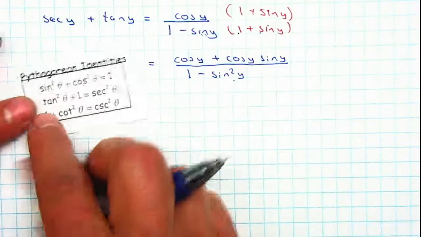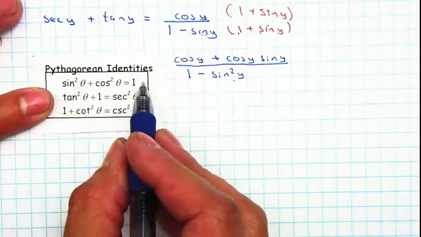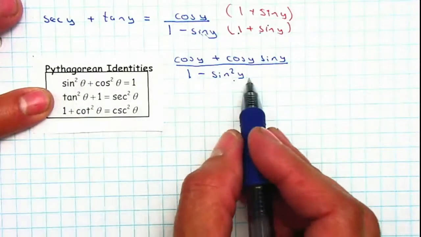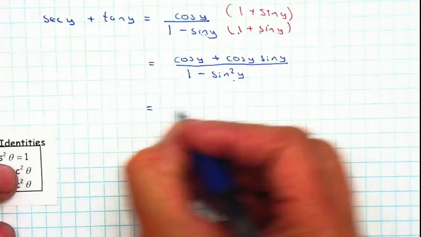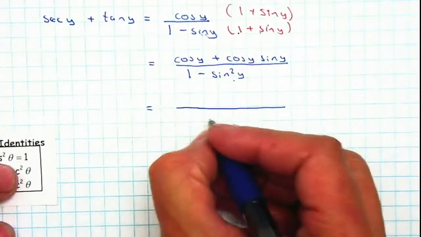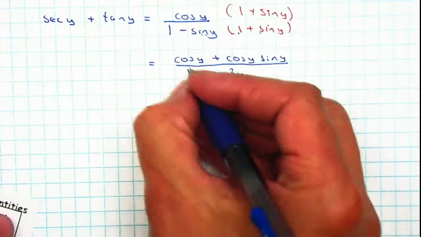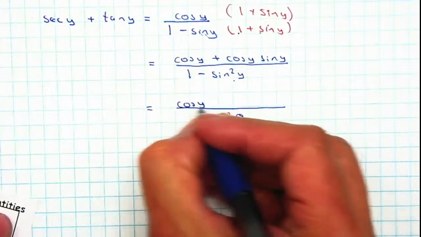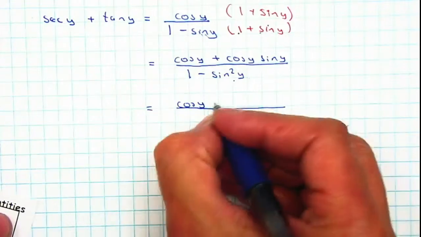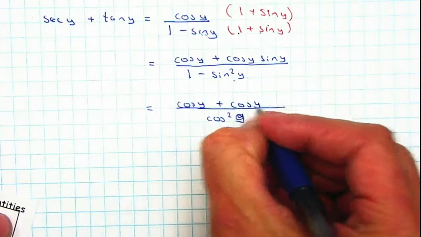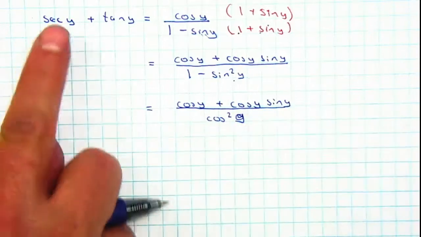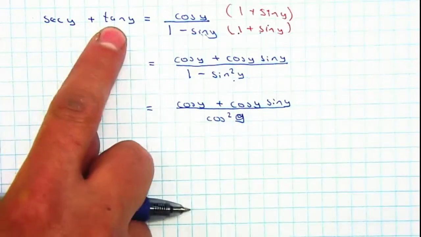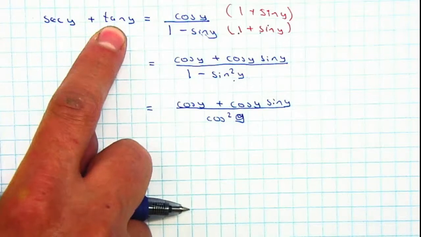If you move your sine to the right, it becomes a negative, so therefore 1 minus sine square of y becomes cosine square of y. So I'm going to replace it with cosine square, and I'm going to rewrite it, and this is y. And I'm trying to achieve secant of y plus tangent of y.